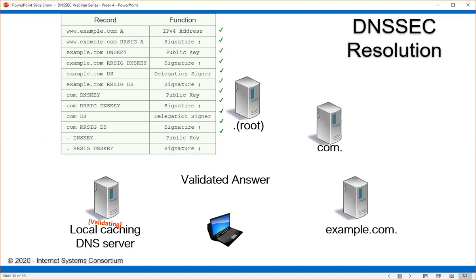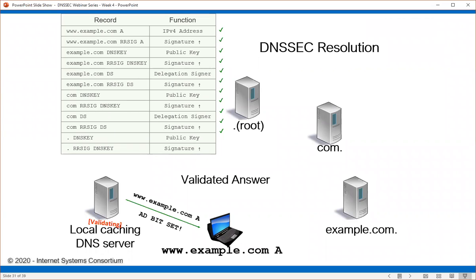And we still haven't told the client anything about this. So we've gone through and we've done all of this work. We've validated all of this information, but the poor guy is still waiting for an answer. So let's go ahead and send him back the data. We're going to send back the www.example.com A record. He's going to be happy. Yay, he got an answer.